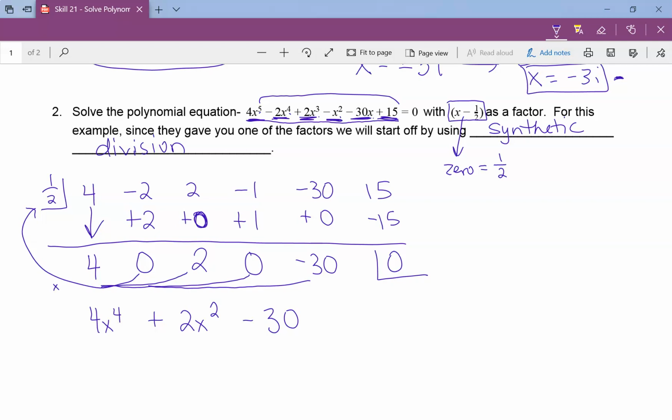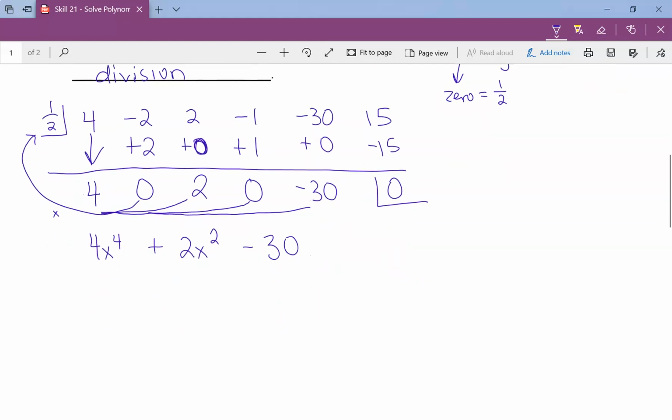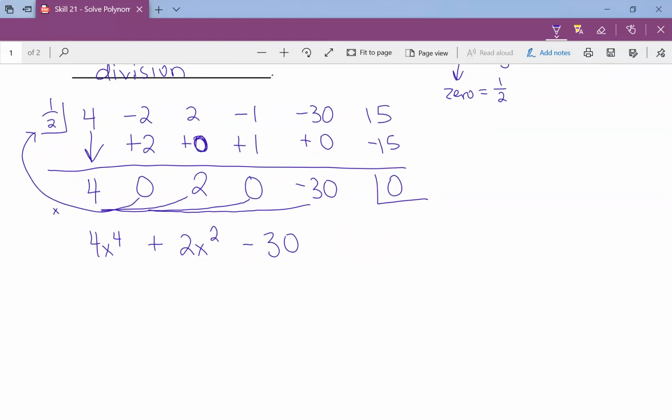This is now a 3-term polynomial, and when we solve this, I notice all terms can be divided by 2. So let's go ahead and take care of that first. That's going to give me 2x to the 4th plus x squared minus 15. Okay?